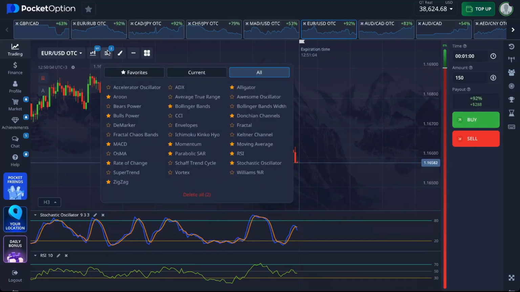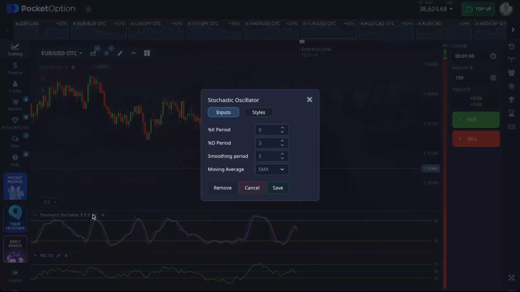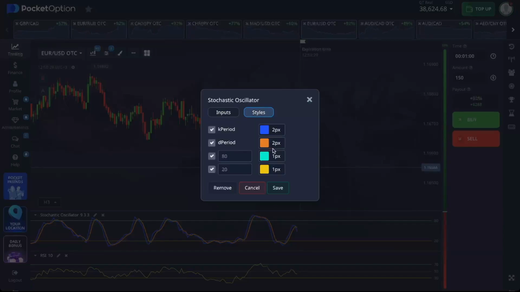We go to the indicators tab and select the indicator we need. In this case, it's the stochastic. Next, we see two lines appear like this. We go in, click on the pencil icon and select the key period. I'm showing you my settings. Here you can decide for yourself what is more convenient for your trading. For me, I set the key period to 9 and the DI period to 3. I don't change the other values. And in the style settings, I always set both lines to 2 pixels.